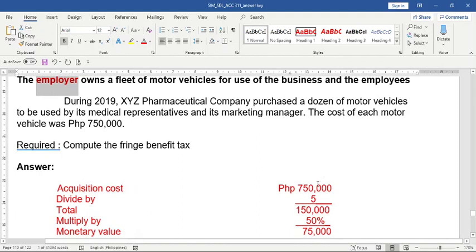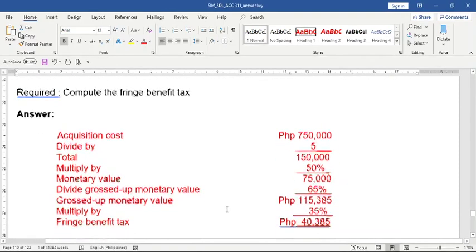So, acquisition, 750. Bakit i-divide ng 5? Okay, let's go again to the rule. Kung installment, mag-divide ng 5. Kung mag-maintain po si employer, no? Divide hapon ng 5. Kung installment, mag-divide ng 5. Kung employer owns and maintains the fleet of vehicle, the use for employees, divide hapon ng 5. So, divide ng 5.